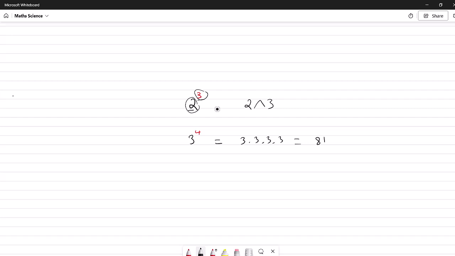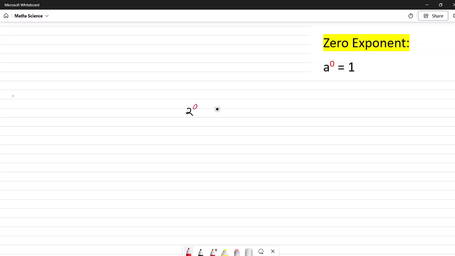Okay? And then there are some laws or some rules for simplifying exponents, and I'm going to go over the main 4 today. So let's go over the first one. Any number to the power of 0 just equals 1, except if the number is 0, because the rule does not apply to that number.